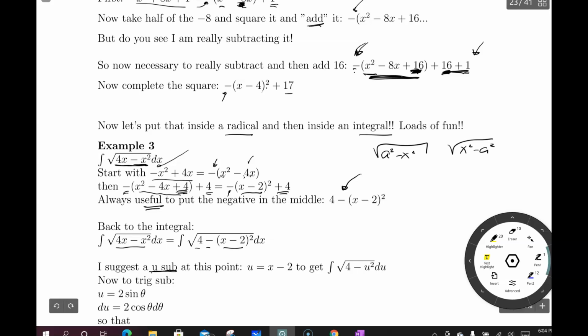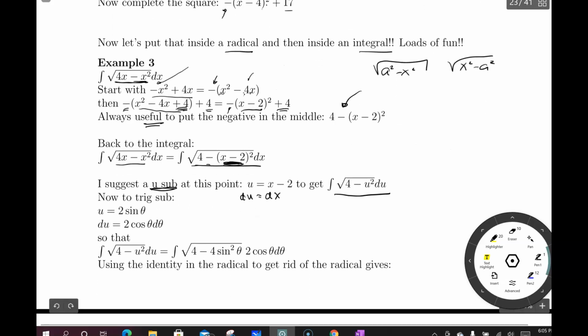I'm going to suggest you do an easy u substitution, u equaling x minus 2, and so then you can see the du is just dx. So this turns into this. Much easier to do the integral of, and you recognize it right now as the trig substitution of sine. So you're going to say u, starting with the letter u, not x, equals 2 sine theta. Remember, always take the derivative right away. So du is 2 cosine theta d theta.